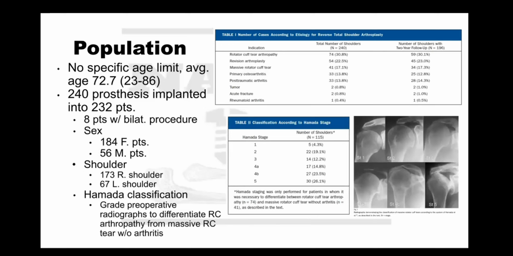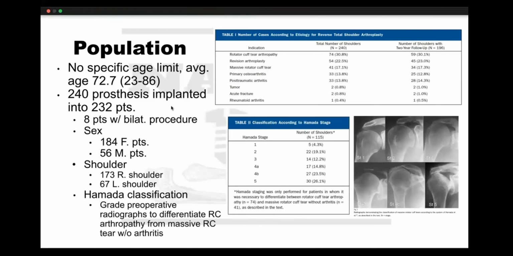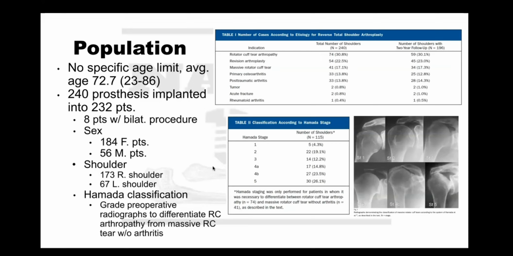So looking at the population, the authors noted that there is no specific age limit, but the average age was around 72.7, with a range of 23 to 86 years old. It included 240 prostheses implanted in a total of 232 patients. 8 patients had a bilateral procedure. In terms of sex, females dominated, with 184 of the patients, and the right shoulder was more common in 173.